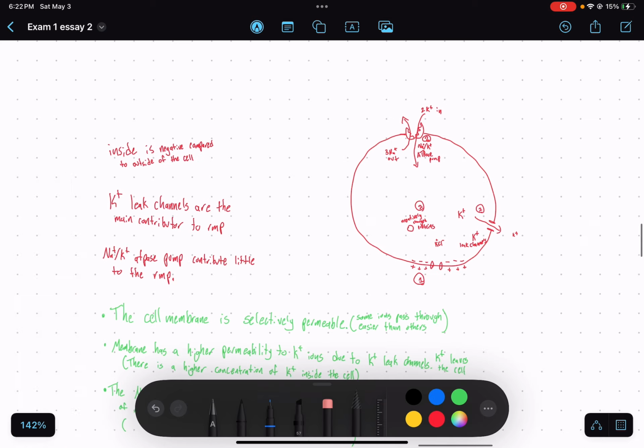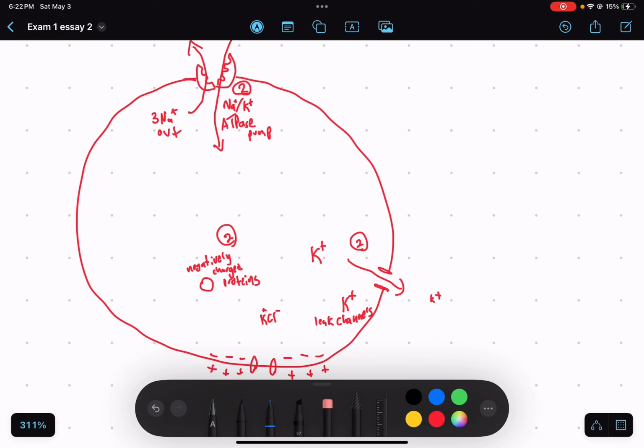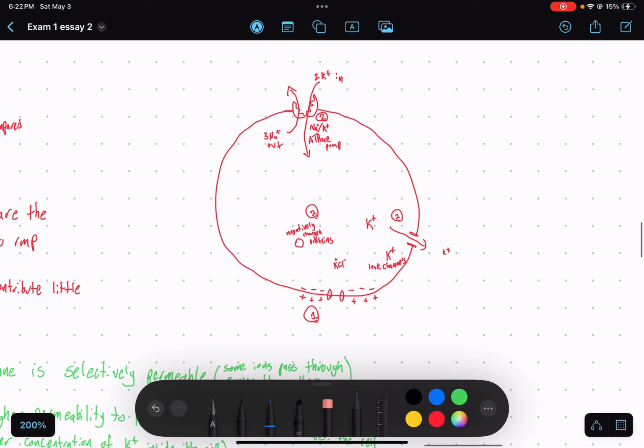So what's going to happen is the potassium over here, 3 of them are going to go out, and 2 potassium are going to go in. So you're going to have a larger concentration of sodium on the outside and a larger concentration gradient of potassium on the inside. Now, due to this concentration gradient, potassium is able to leave the cell through potassium leak channels, leaving the inside negatively charged, and that will help in establishing RMP. And then negatively charged proteins are here as well to also establish negativity.